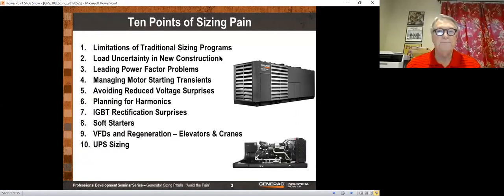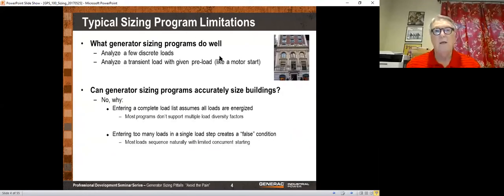Here's 10 points of sizing pain. And you can see that sizing a generator involves a lot of items. And so thank goodness for computers. Generator programs generally size a few discrete loads and they do okay. The ones on your computer, of course, generally came out to try to analyze the starting of a motor. And they did a pretty good job of that.